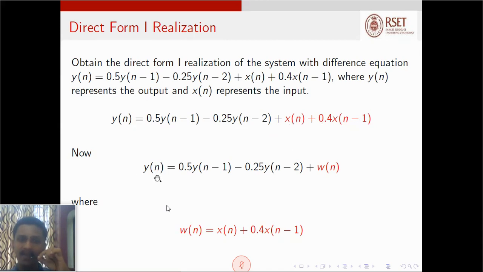You can see that y(n) = 0.5 y(n-1) - 0.25 y(n-2) + w(n), where w(n) is x(n) + 0.4 x(n-1). You can see that the input part is separated like this. w(n) = x(n) + 0.4 x(n-1). So y(n) will be equal to 0.5 y(n-1) - 0.25 y(n-2) + w(n).